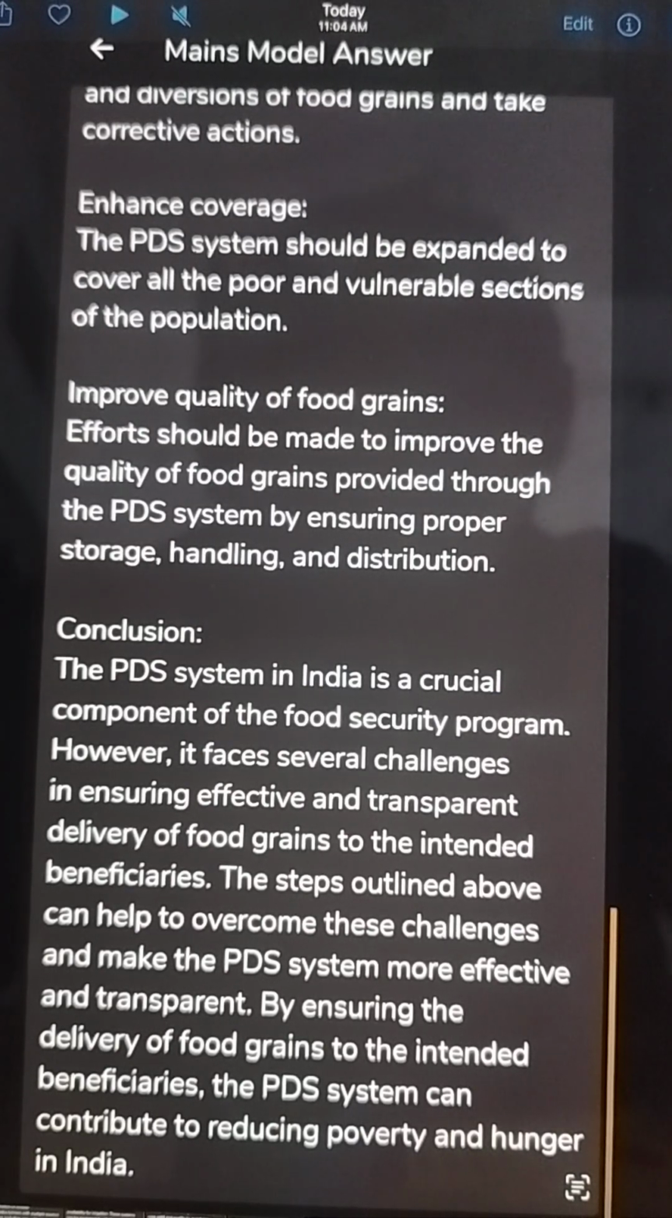By ensuring the delivery of food grains to intended beneficiaries, the PDS system can contribute to reducing poverty and hunger in India.